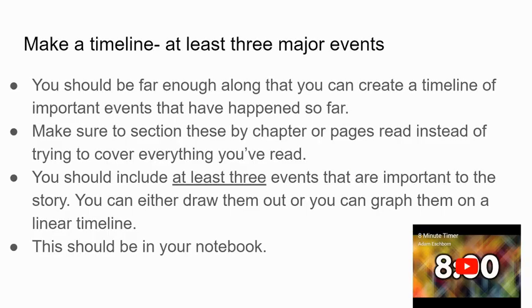Right now, I'd like you to make a timeline of at least 3 major events. Make sure to section these by chapter or pages so that we can keep track of when these things are happening. You should include at least 3 events that are important to the story. You can either draw them out or you can make them linear. Either way, in your notebook, I want you to make a timeline of at least 3 major events that have taken place in your book. We'll do this in your notebooks right now for 8 minutes.